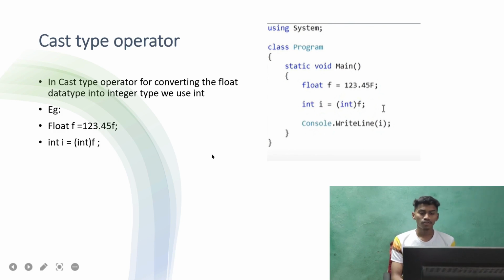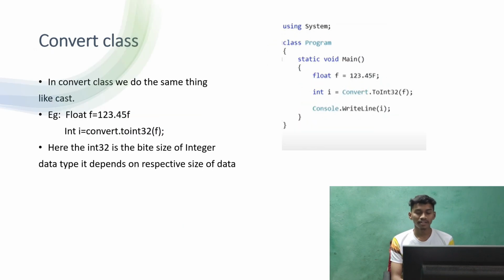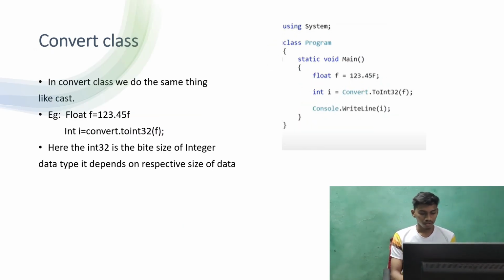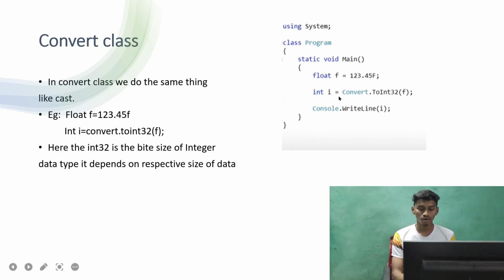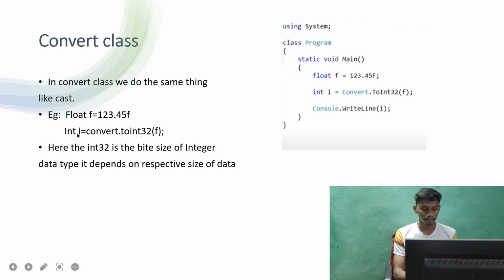So the other way to do explicit conversion is the Convert class. It is the same thing we have done with the cast type operator. Taking the same example, we have initialized int i using the method Convert.ToInt32. Here Int32 is the bit size of the integer data type, and it depends on the respective size of data. By passing a variable f as a parameter, we can convert a float value into an int without any loss of data or having an overflow exception. So this is called the Convert class operator.